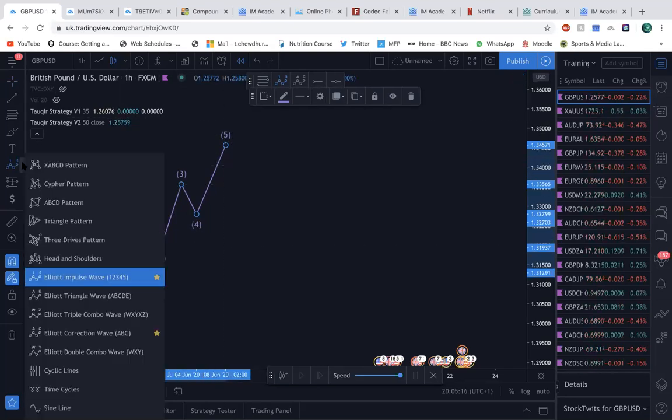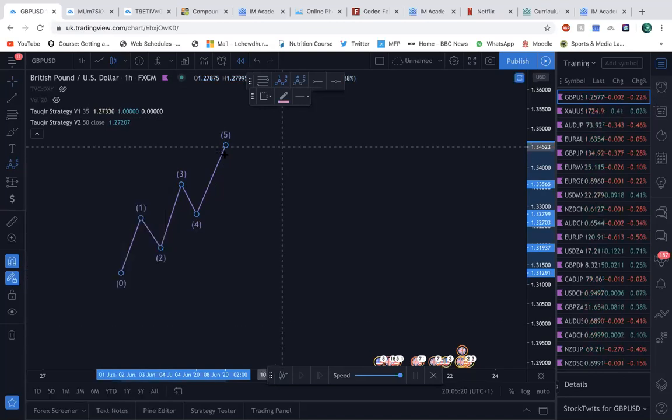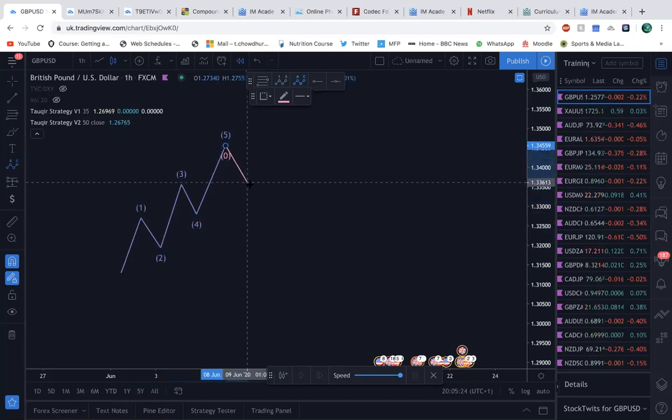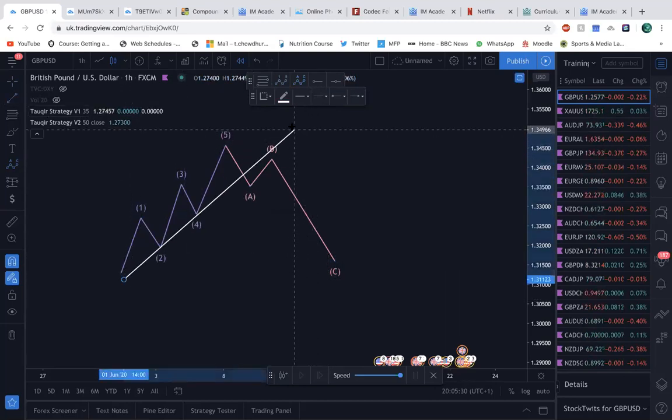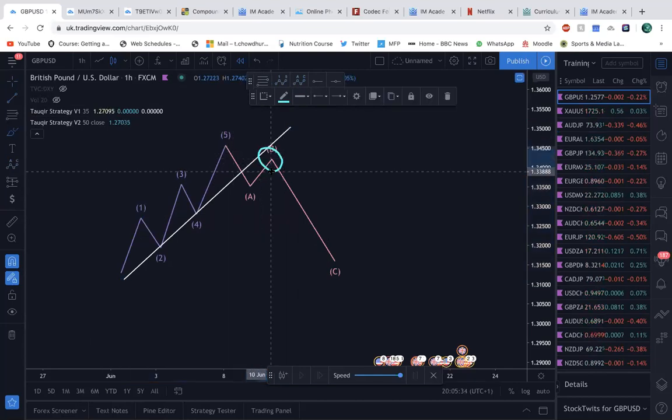What happens after an Elliott wave is known as a correctional wave. So the market corrects its wave pattern, and it changes direction. So it starts to go down, okay? And you're going to see something like this. And what we're trying to do is essentially get in right here for the sell, okay?